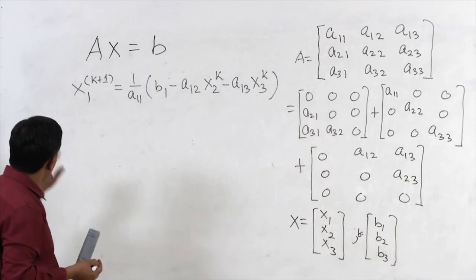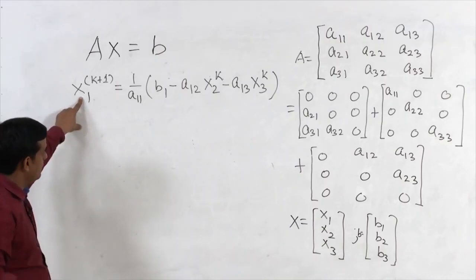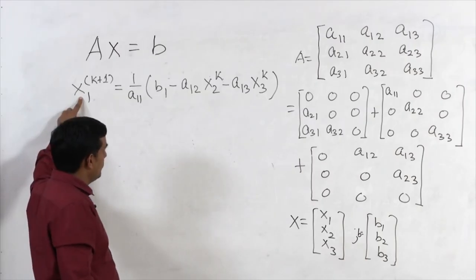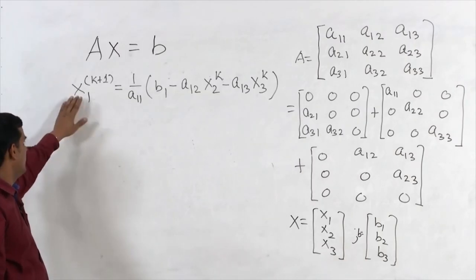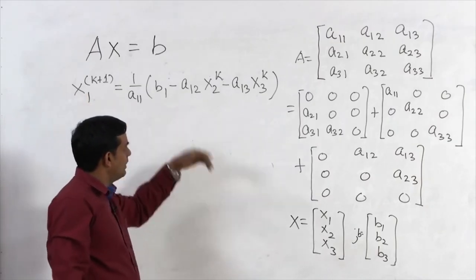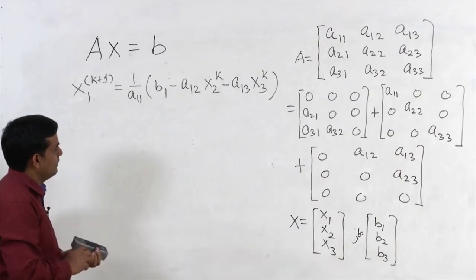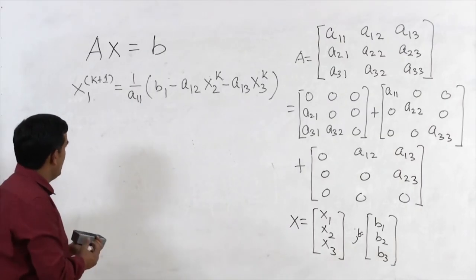So, what I have done? I have taken the variable which corresponds to the diagonal element of the coefficient matrix on the left hand side, and I have taken the rest of the two terms of the coefficient matrix on the right hand side.